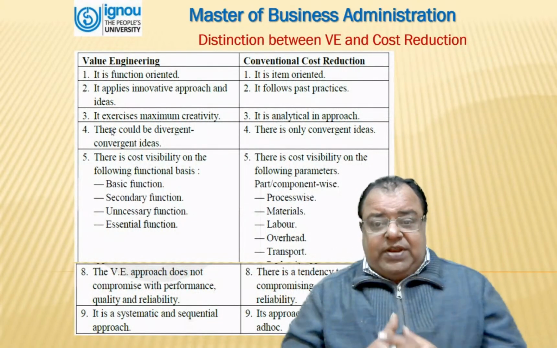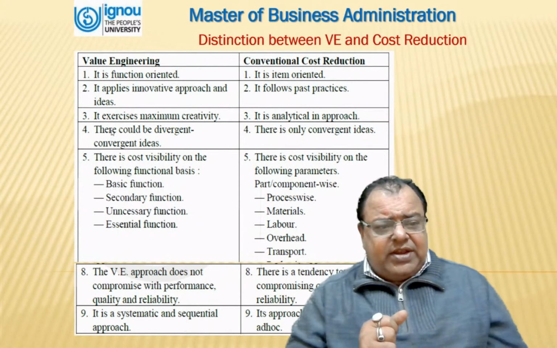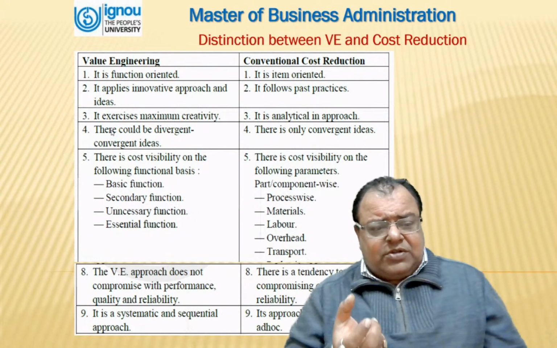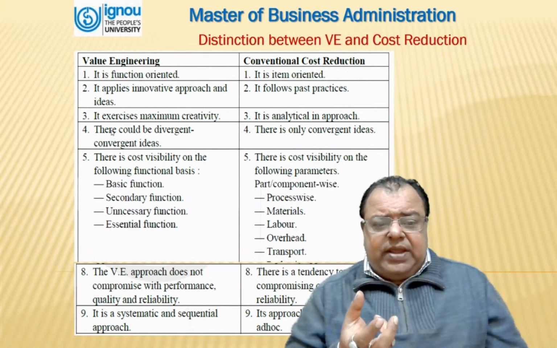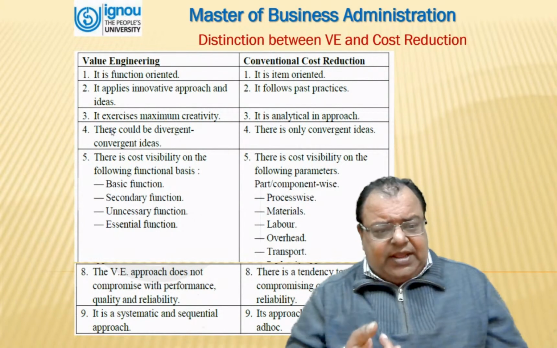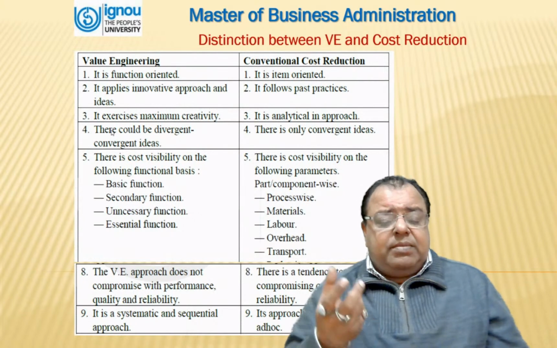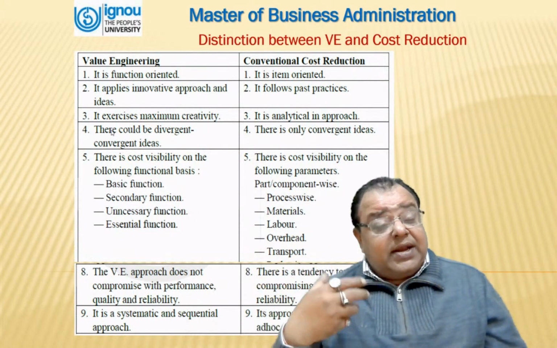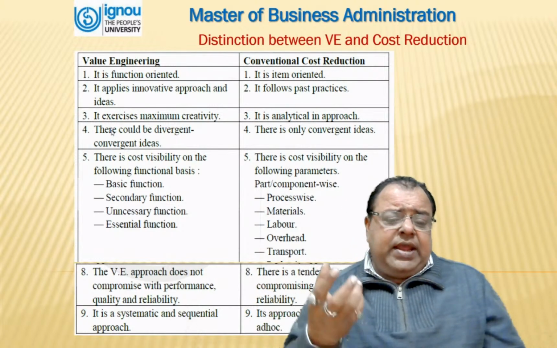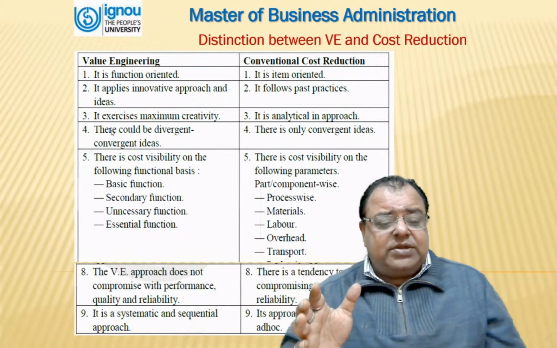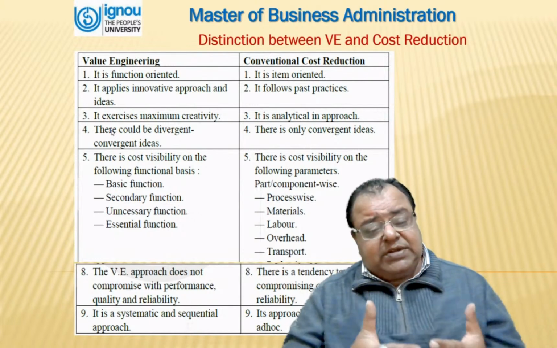Now, what is the difference between value engineering and cost reduction? If we talk about value engineering, it is function oriented, it employs innovative approach and ideas, it exercises maximum creativity, and there could be divergent or convergent ideas. There is a cost visibility on the following functional basis, such as basic function, secondary function, unnecessary function, and essential function. And the value engineering approach does not compromise with performance, quality, and reliability. And no doubt it is a systematic and sequential approach.